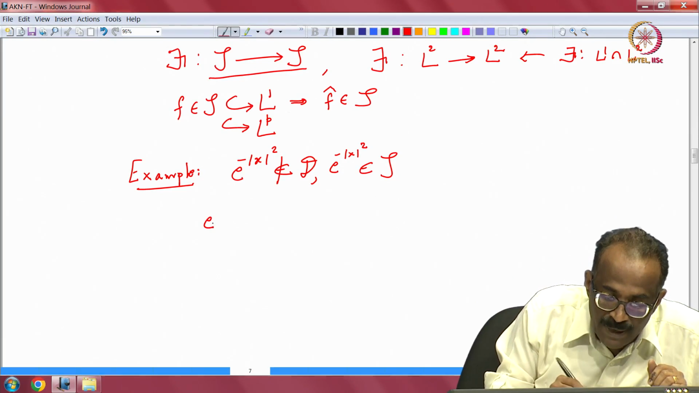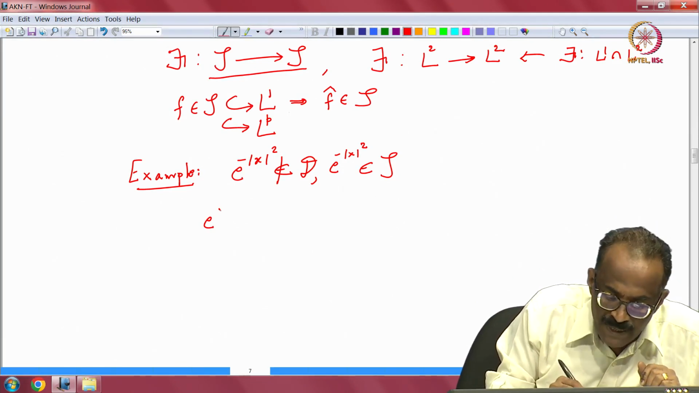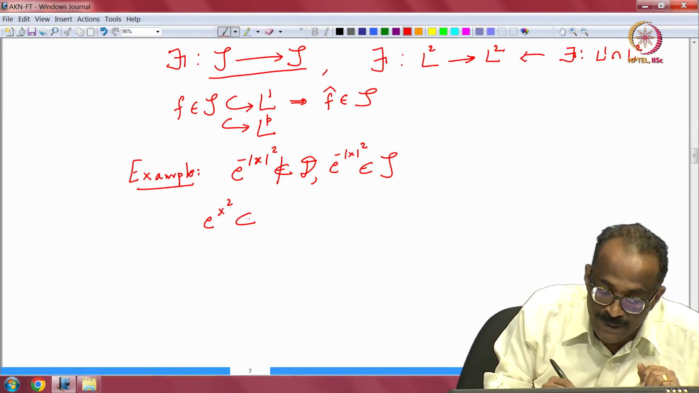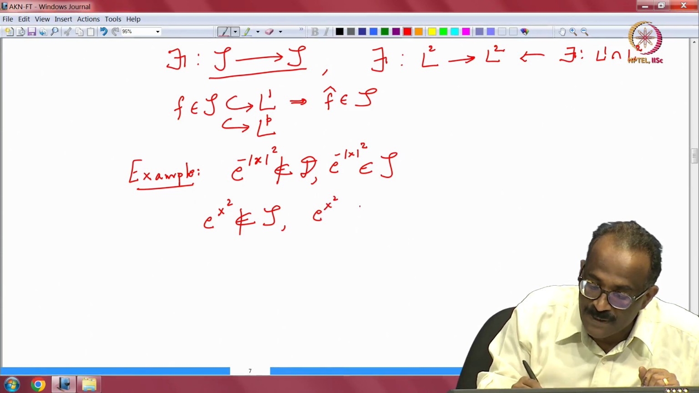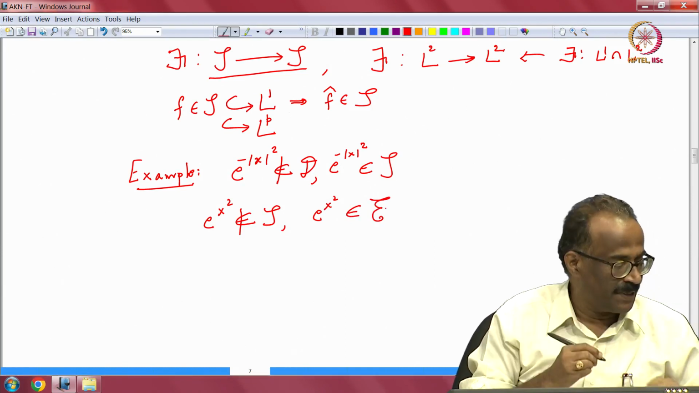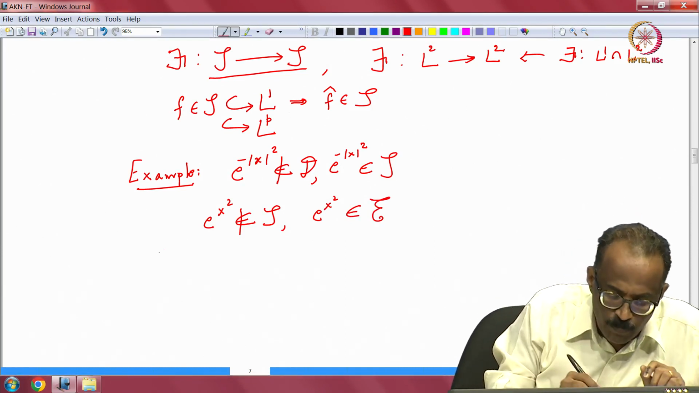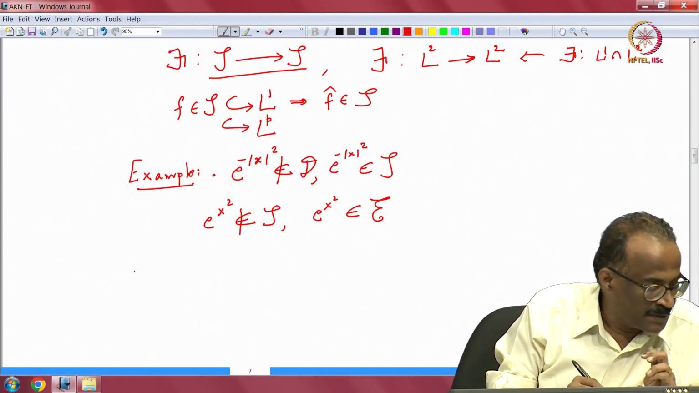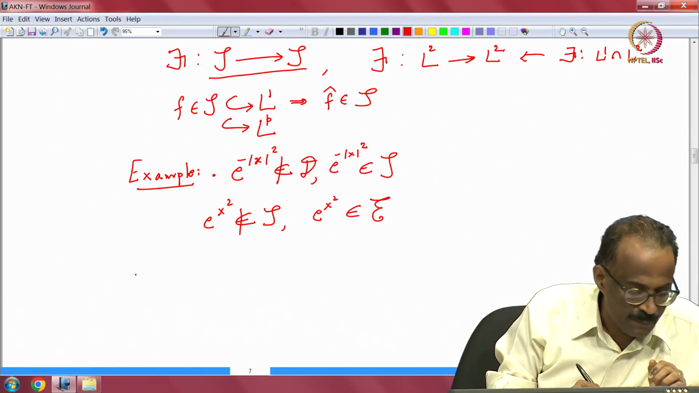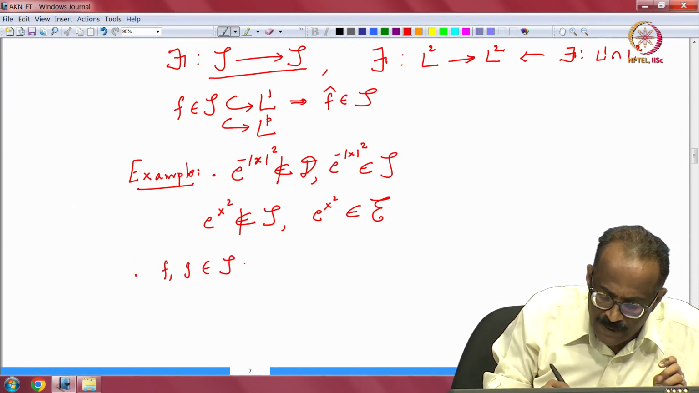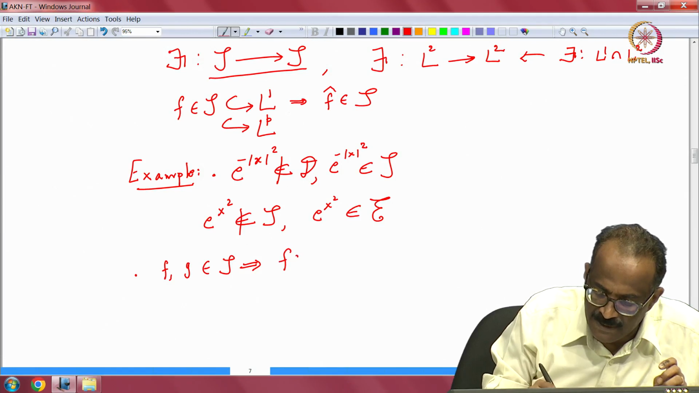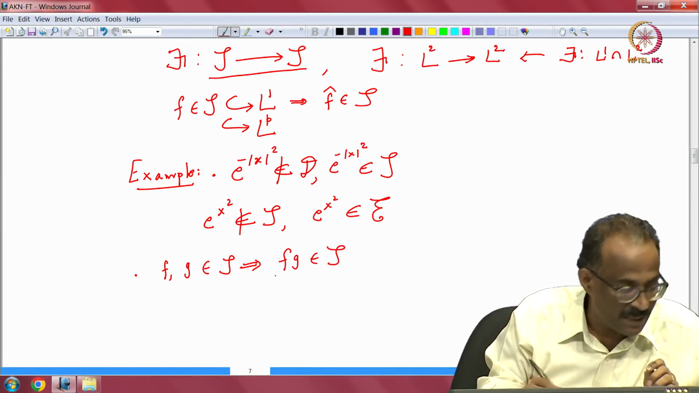But e power mod x square is not decaying, so it is not in zeta, but e power x square is a smooth function. So this is in E, that is C infinity of omega. You can prove many things; that is one example. If f and g are in zeta, you can prove a lot of things, that implies fg is in zeta. So there are a lot of properties about zeta.